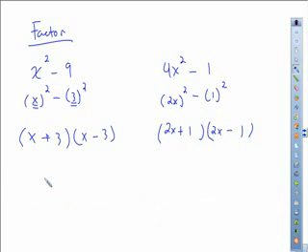Now, let's try another one real quick. Let's say we have 4x squared minus 9. Is this a difference of squares? Let's check. Well, we know 2x squared gives us this. We know 3 squared gives us this. And it's a minus sign in the middle. So it is a difference of squares problem.